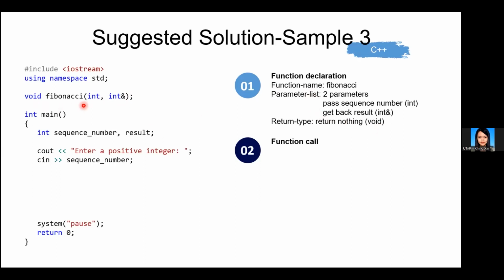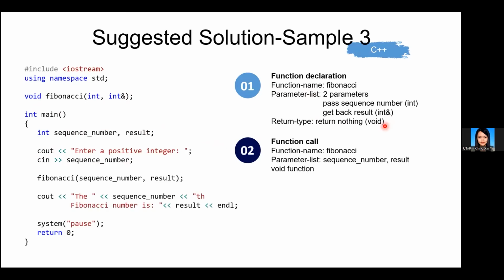Then we will proceed to the function call. Inside the main function, we're going to do the function call. The first part, we get the sequence number from the user. And then the next part, how can we call the function? Since this is a void function, we just need to call the function directly, right? We just have to include the function name, Fibonacci here.